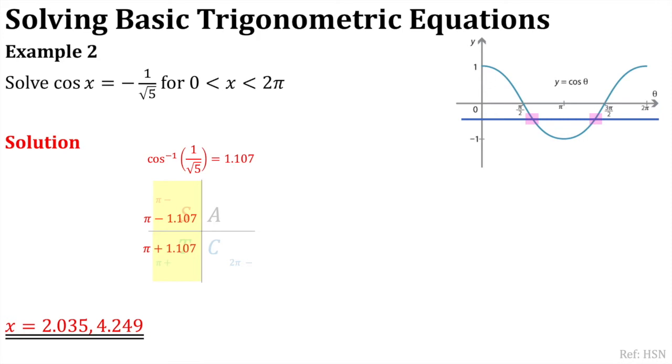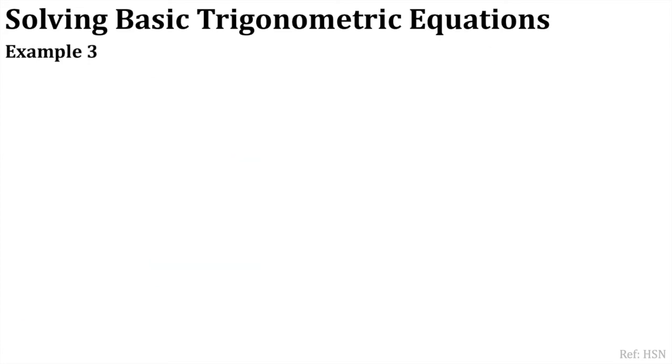Now, on to example 3. Make sure you've got a wee copy of this. So solve sine x equals 3 for x lying between 0 and 2 pi.